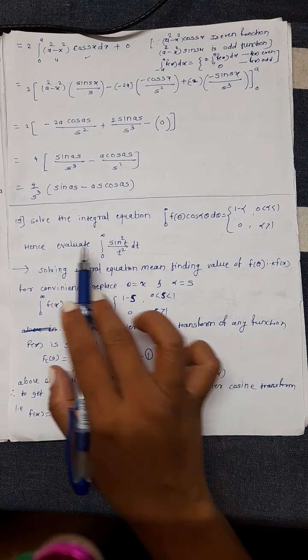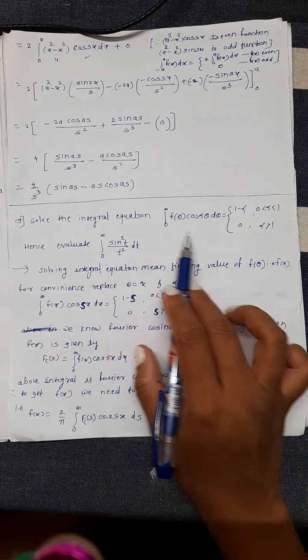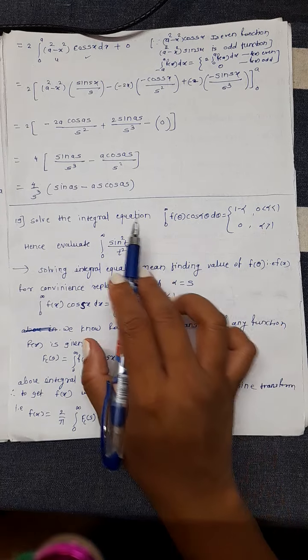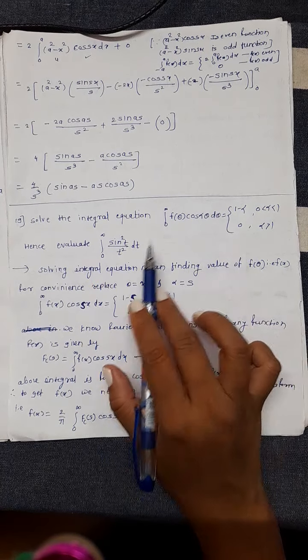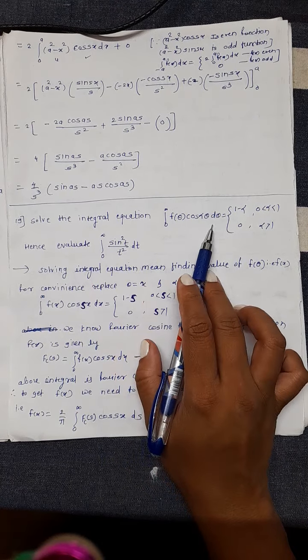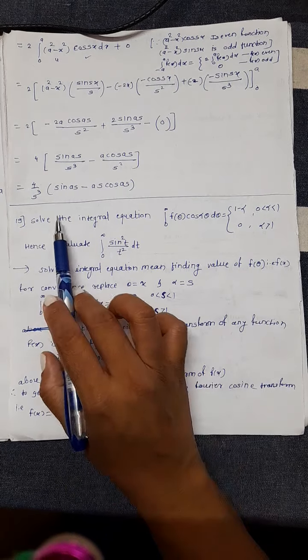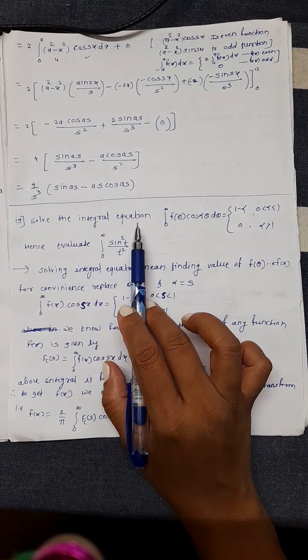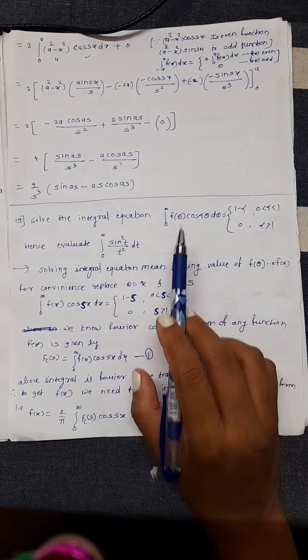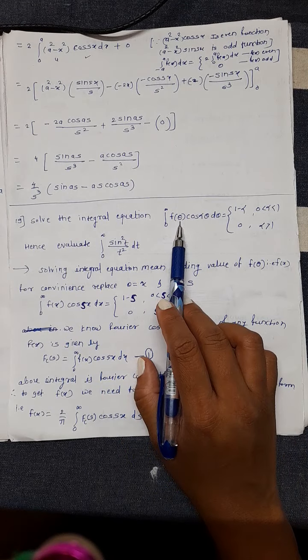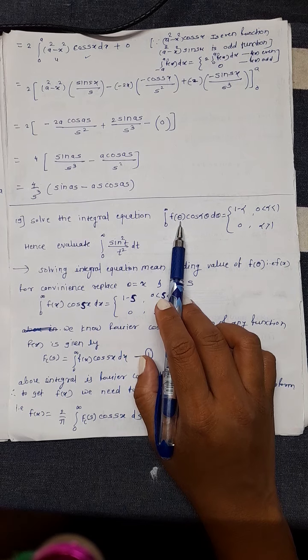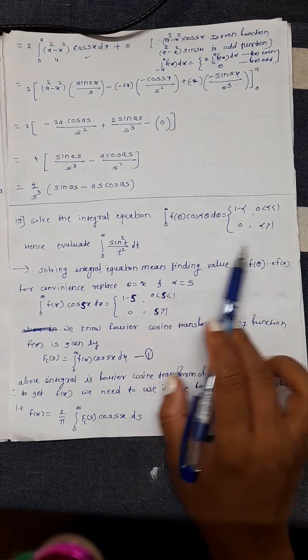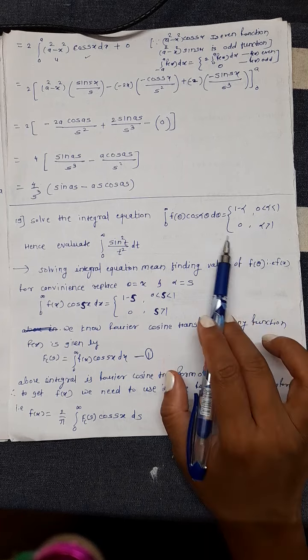Okay, our first question is where to solve this integral equation. Why is this called an integral equation? Because integration is there. And solving the integral equation means to find out the unknown function here. What is the function here? F of theta is the function. The rest of the terms are given functions. This is also one function.